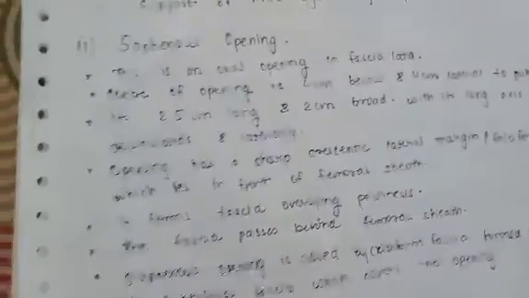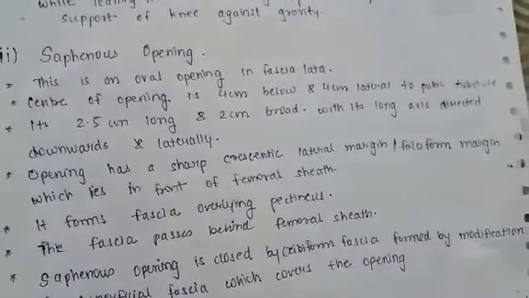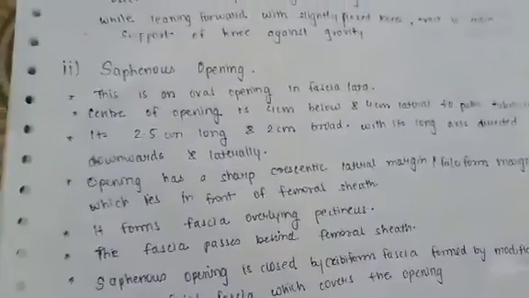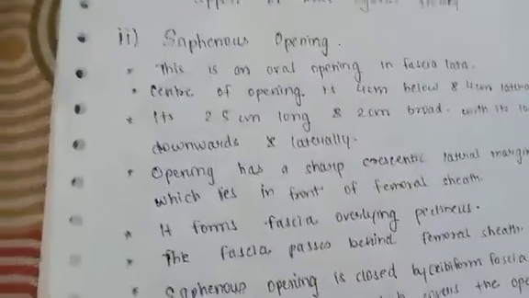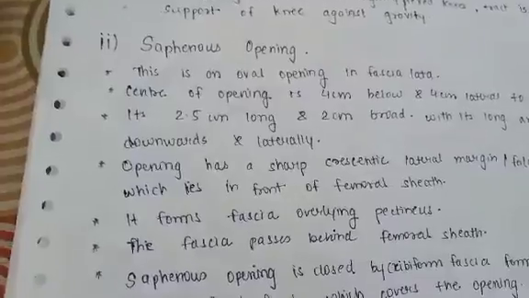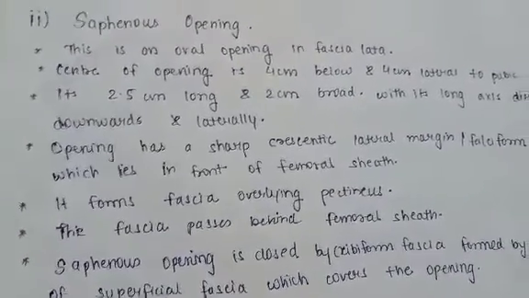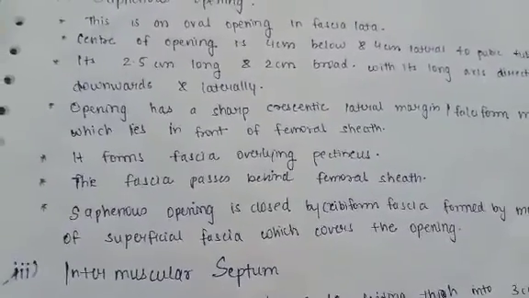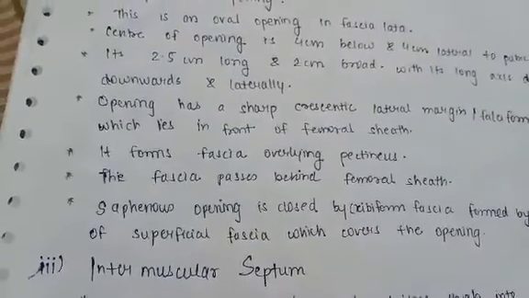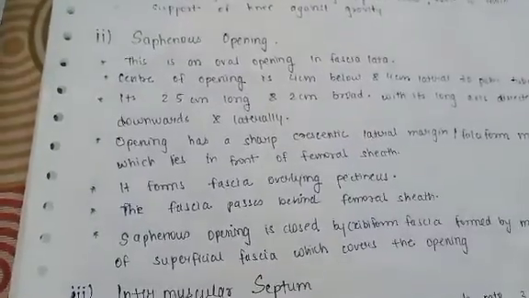Its opening has a sharp crescent lateral margin that is also known as the falciform margin, which lies in front of the femoral sheath, and this particular margin overlies the pectineus muscle. This saphenous opening is overlying the pectineus muscle, and the fascia passes behind the femoral sheath. The saphenous opening is closed by the cribriform fascia, which is a modification of the superficial fascia. This covers the saphenous opening.